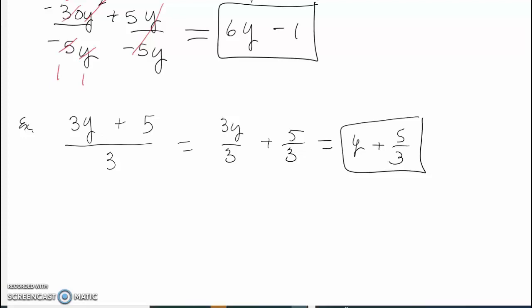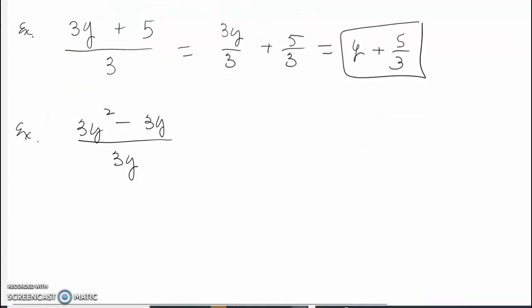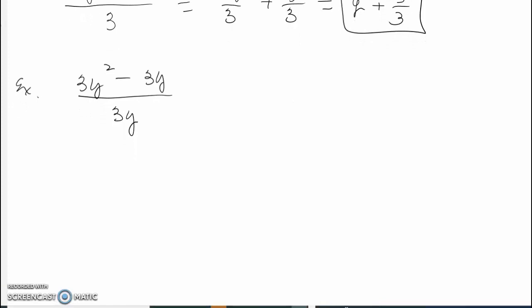We can only separate. In the next example, if I give you 3y squared minus 3y over 3y, there's an alternative way. We could separate, or we could factor the numerator and then cancel. Because when you have products, you can cancel. When you have polynomials in the form where it's connected by pluses and negatives, you cannot cancel yet. All right, so what I'm going to do is factor first and see if we get the same answer when we separate. All right, two different methods.